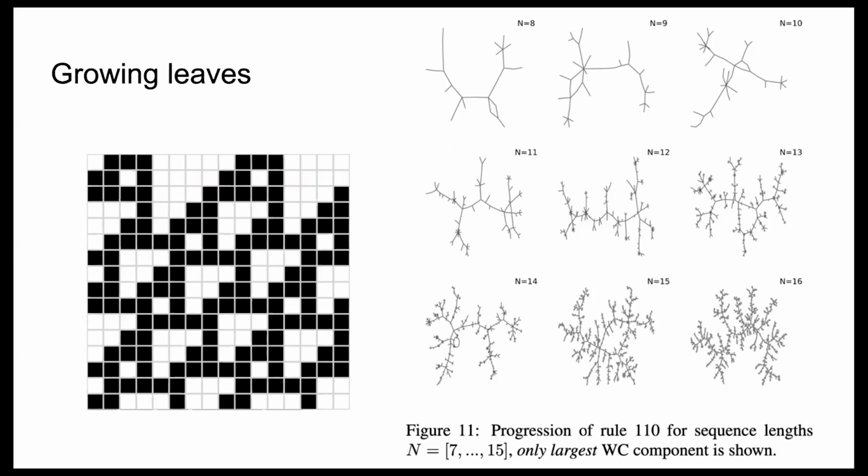its computational capability. On the left, we can see an example of starting from a random state of its evolution. And on the right, we can see how the largest weakly connected component changes as we increase the length of the sequence. So n goes from 8 to 16.